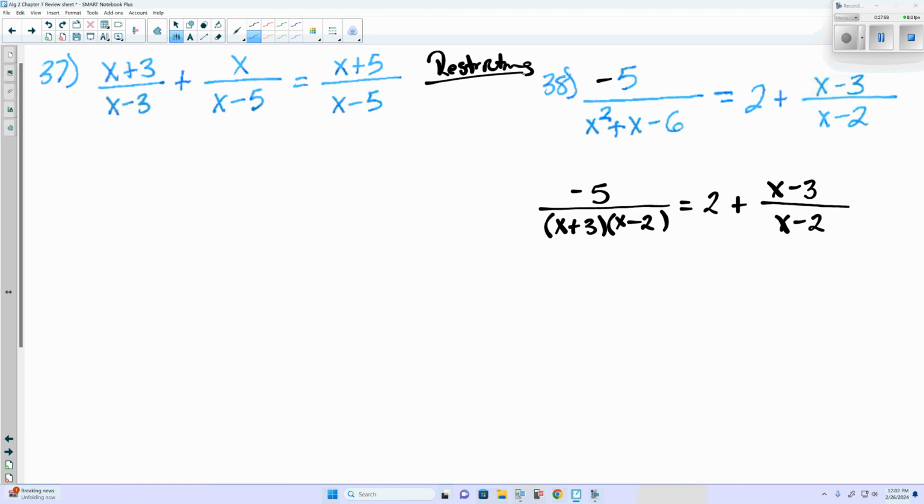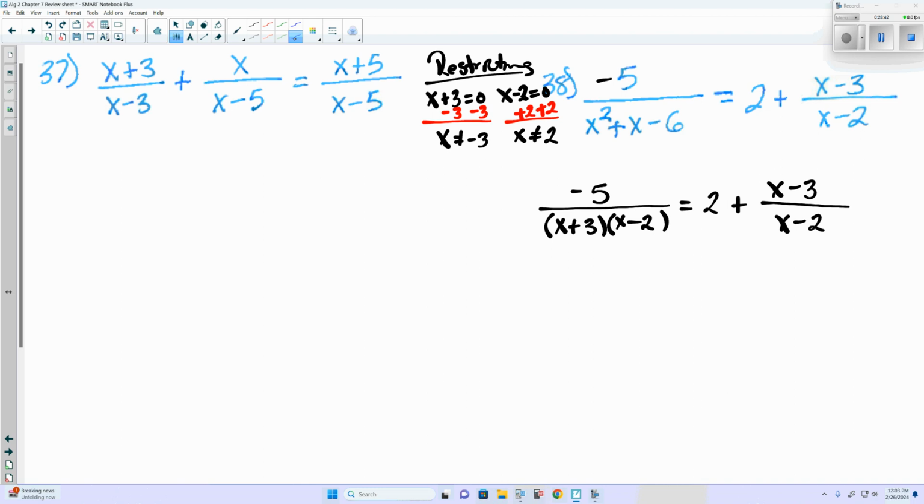Now our restrictions, there are 3 spots where it could be 0, but one of them is x plus 3, and the other is x minus 2. Now for our x plus 3, to solve it, we would subtract 3 from both sides, telling us x is equal to negative 3, so x cannot be negative 3. For x minus 2, we would add 2 to both sides, telling us x cannot be 2. So those are the restrictions we need to be looking out for.